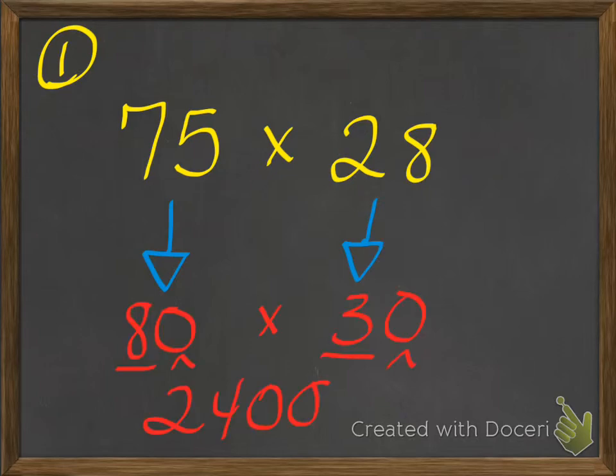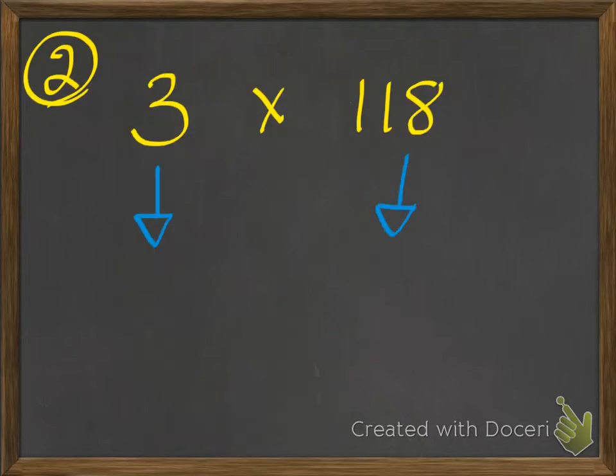Okay, I rounded 75 to 80, 28 to 30, multiplied 8 times 3 to get 24, and then tacked on the 2 zeros, got 2,400. So your answer should be pretty close to that. Number 2, 3 times 118.